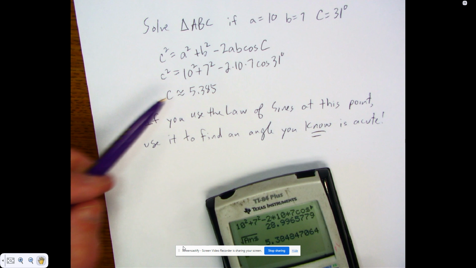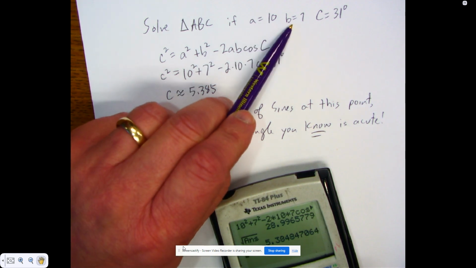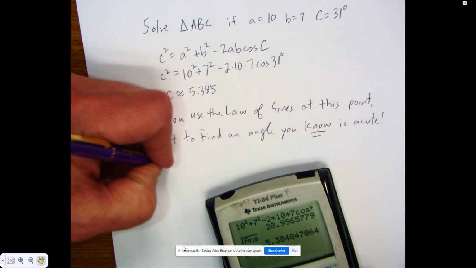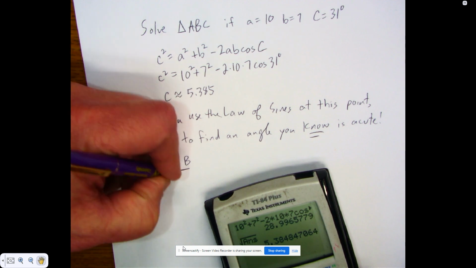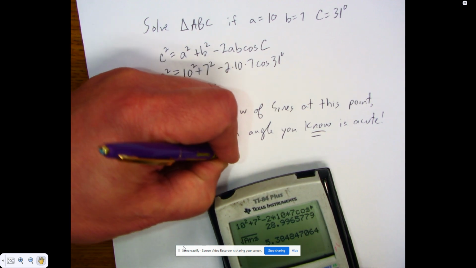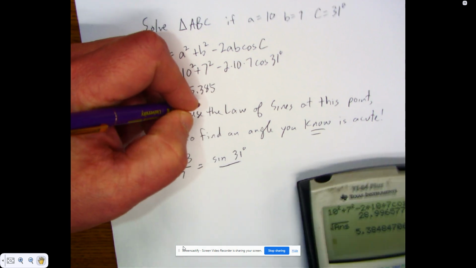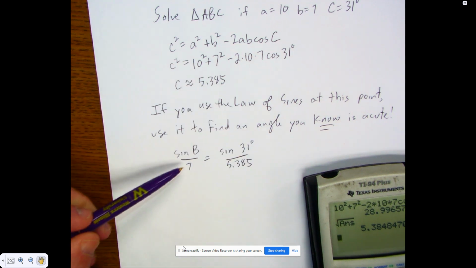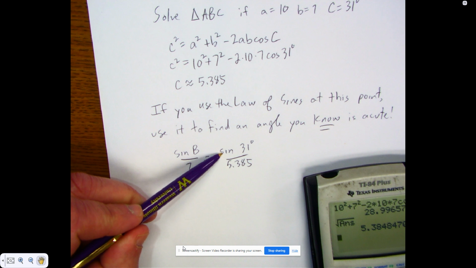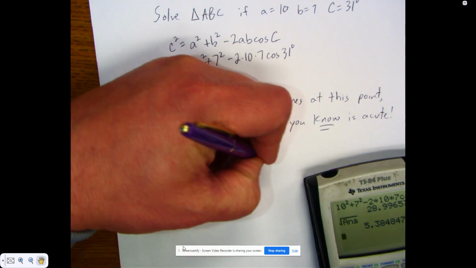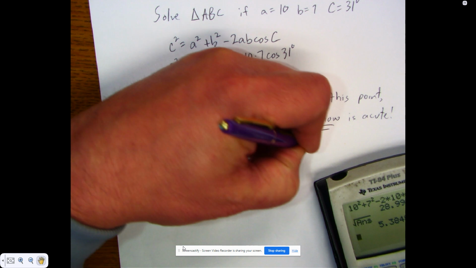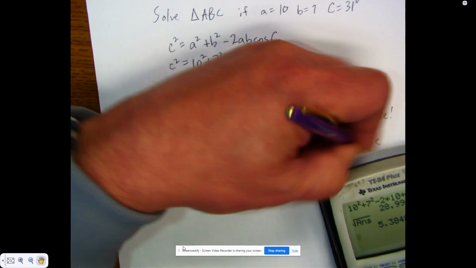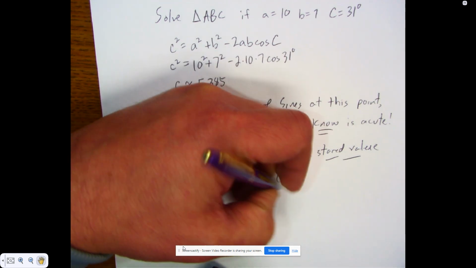In this particular problem, we need to find either angle A or angle B. We know angle B is acute because b is smaller than a, so that's exactly what we're going to do. We're going to find angle B. So sine of B over 7 is equal to the sine of C over little c. Let me just say that again: sine of b over b equals sine of c over c. That's the law of sines. Now, we are going to use the stored value. We don't round as we go.